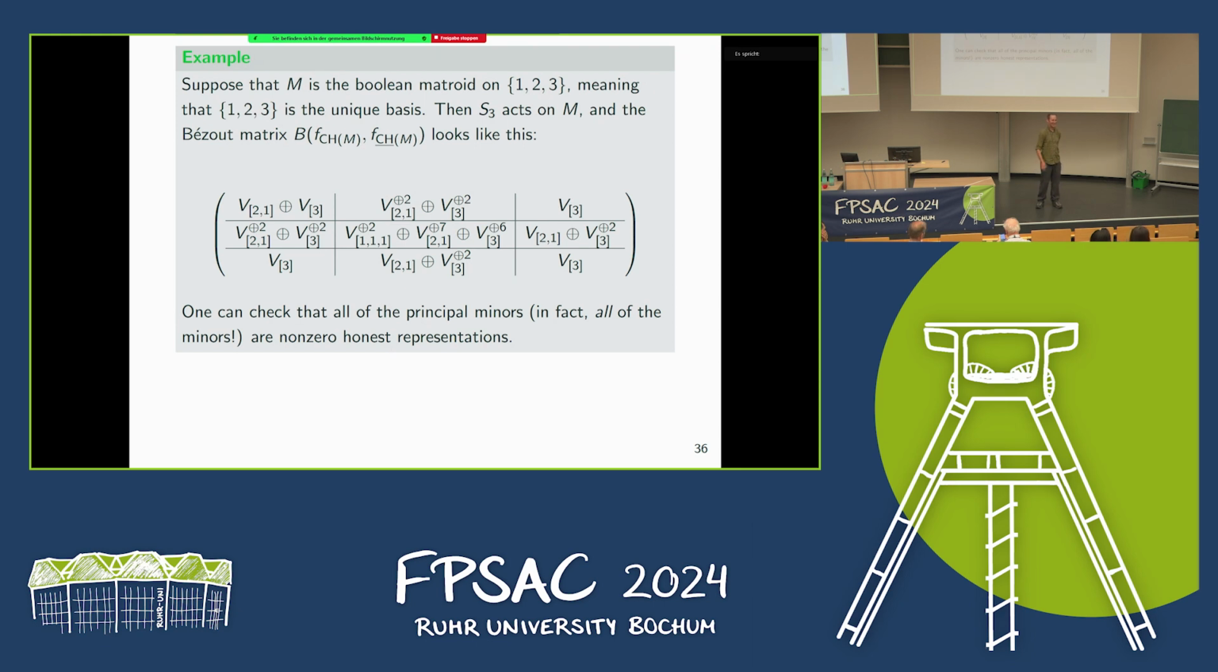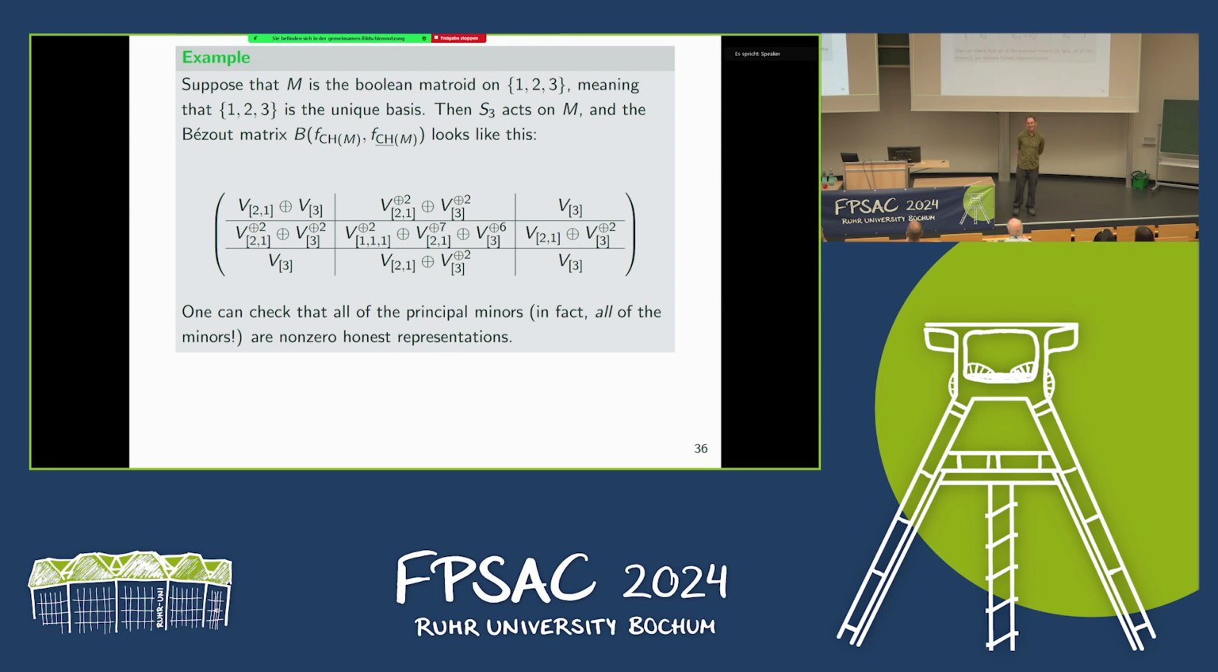Yeah, sure. I was wondering, maybe I missed it, what do you know about the actual entries? Right, so the question is, what do we know about the entries of this matrix? Yeah, I mean, the answer is nothing. A priori, the entries of the matrix will be virtual representations.